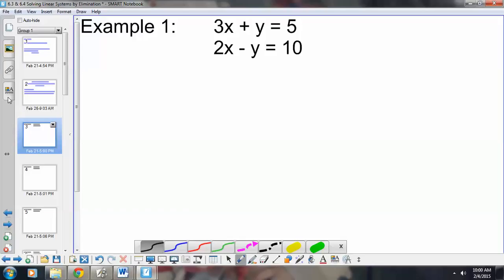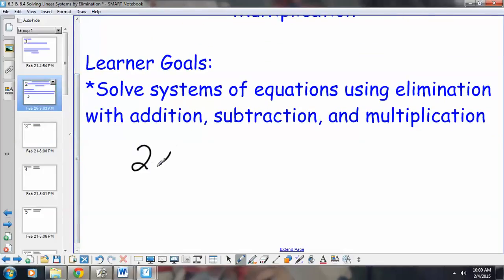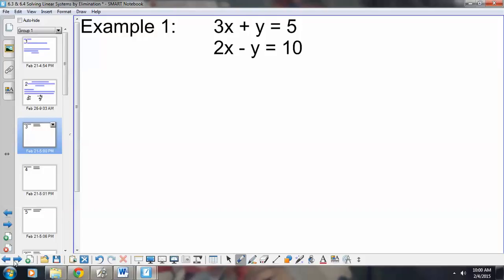In order to do elimination, you need to have opposite terms. So what do I mean by opposite terms, or additive inverses? What is the additive inverse of 2x? What can I add to 2x that gives me 0? Negative 2x. What about negative 4y? What can I add to negative 4y that'll give me 0? Positive 4y. In order to do elimination, you must have opposite terms. If you don't, you can't do elimination. It doesn't work. So in our first example that we're looking at, do we have opposite terms?